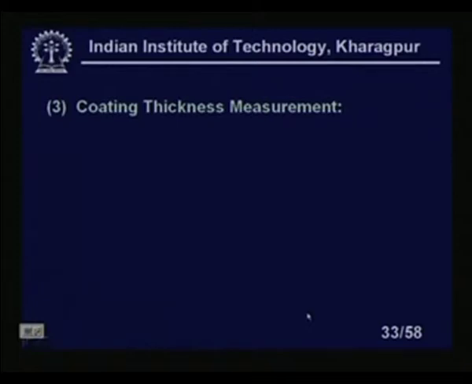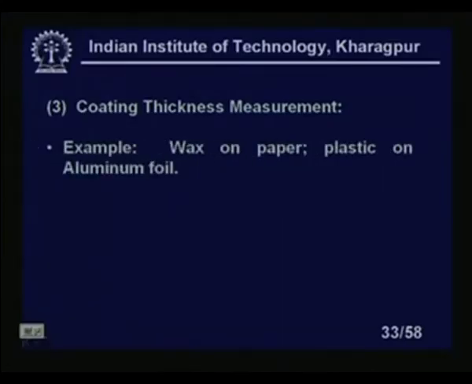Now, coating thickness measurement. One good example of coating thickness is what I told you in the strip chart recorder, that the strip chart is coated with a wax. In such situations I need to control the thickness even though it is a fine coating, whereas in the rolling mill it is quite large. Here it is a fraction of a millimeter in the coating, whereas there it is integer multiples of millimeters. Example: wax on paper or plastic or aluminum foil. Wax on paper is a good example, which is used, as I told you, in the strip chart recorder.